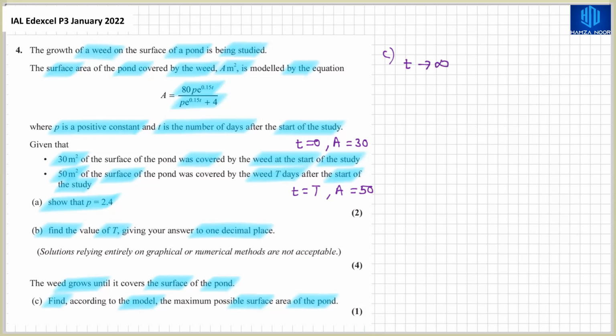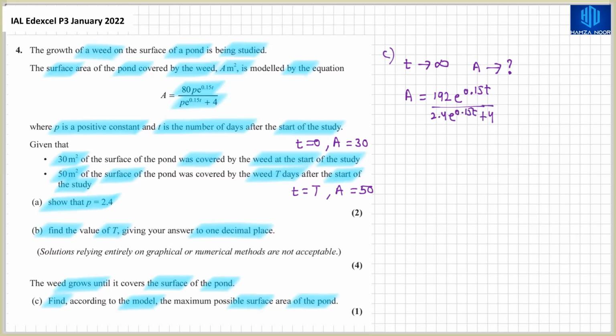We need to see what happens to the area, which value the area approaches. Here we need to deal with this question in a different way. I'm going to give some detailed explanation, so just try to understand what I'm trying to tell you. If you use the equation given in the question, area is equal to 80 times 2.4, which is 192, so area is equal to 192 multiplied by e raised to the power 0.15t divided by 2.4 times e raised to the power 0.15t plus 4.